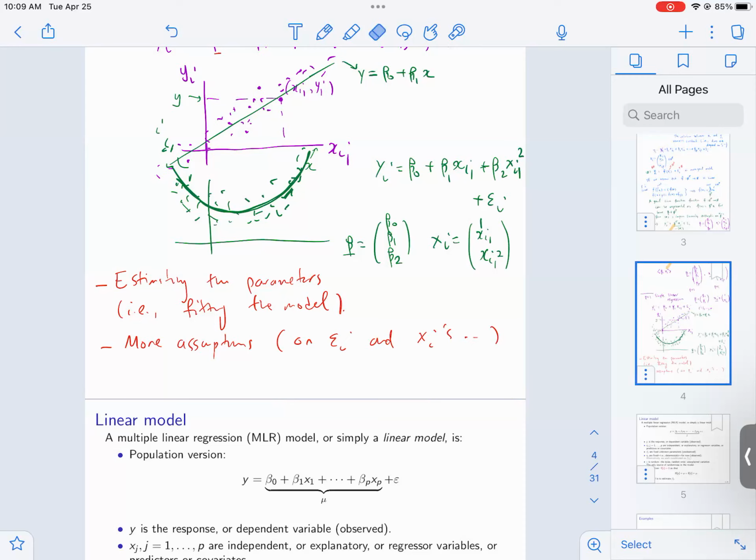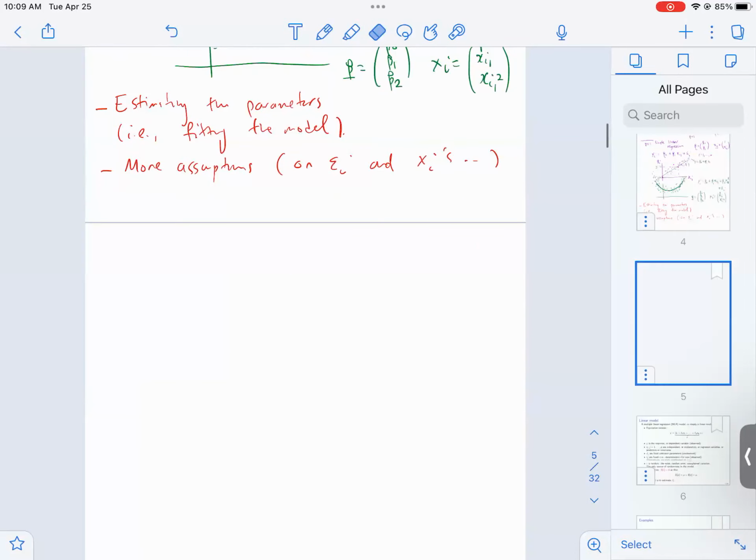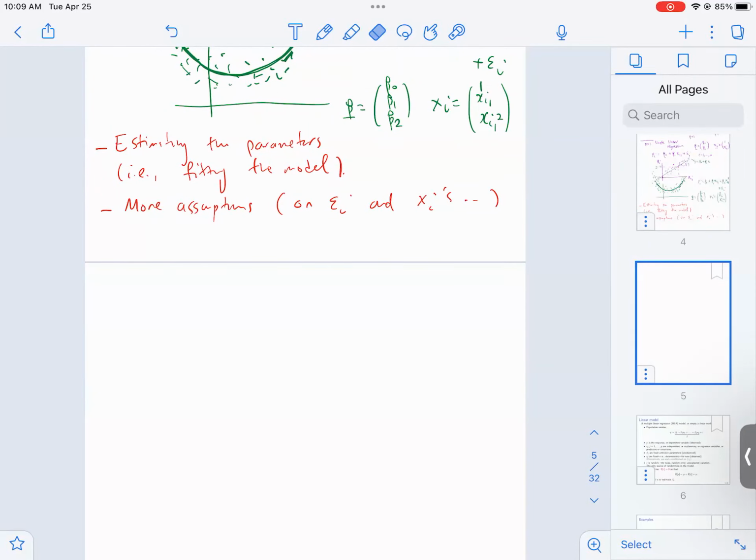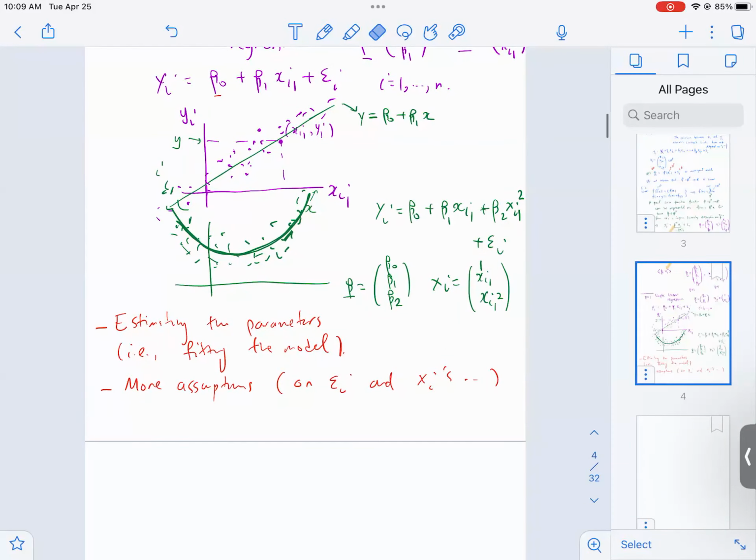Usually in this course, I'll make more assumptions, then I do estimation based on those assumptions. But we can do estimation even without further assumptions, so there are some reasonable things that we can do. There was a point here that someone mentioned: minimize something. So minimize what? The error term. So what is the error term?